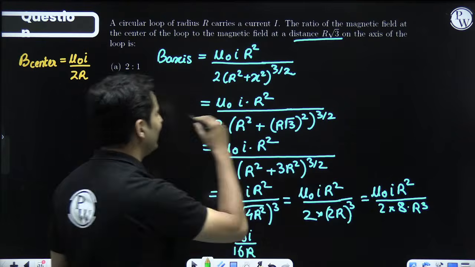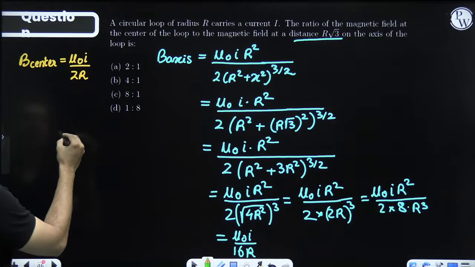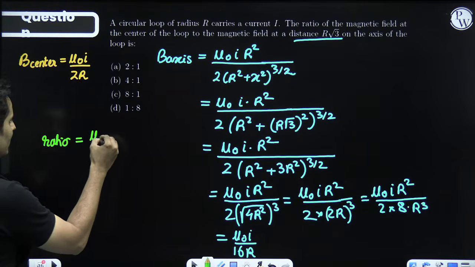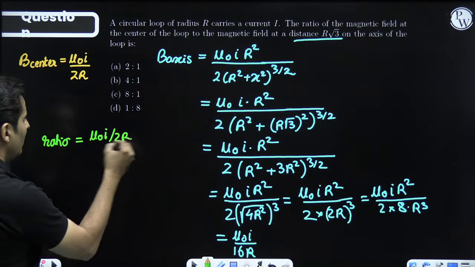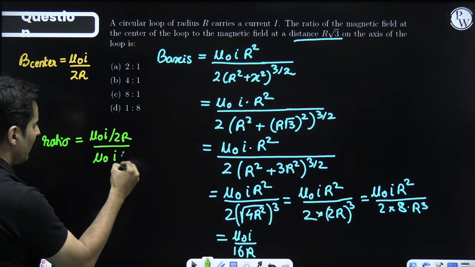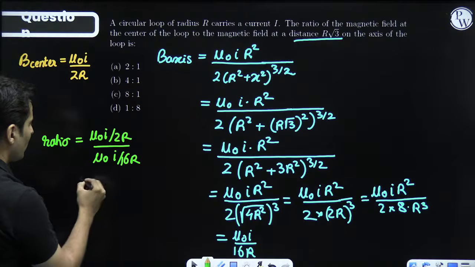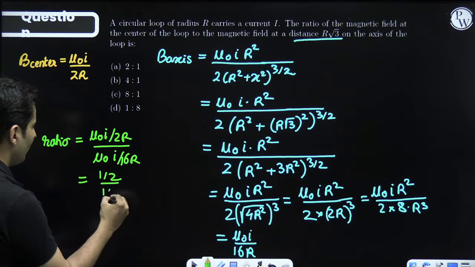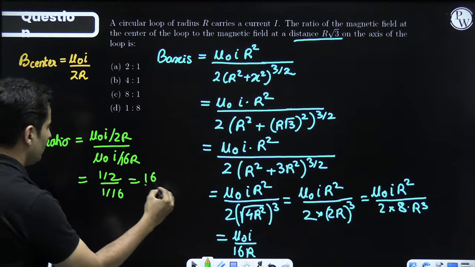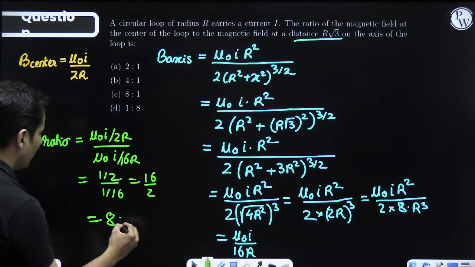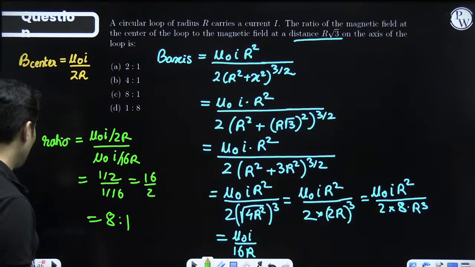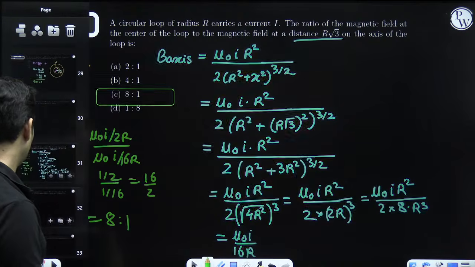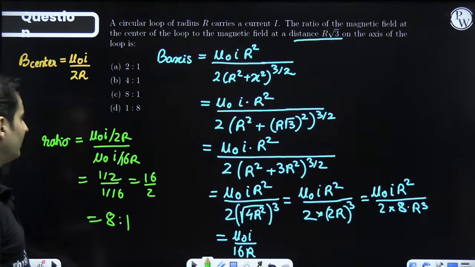The question is finding the ratio. So to find the ratio, we'll have to just take mu naught I by 2r whole thing divided by mu naught I by 16r. Mu naught, I, r cancels. So 1 by 2 by 1 by 16. So 16 by 2, which is the number 8:1. So 8:1, which is option C. So 8:1 is the right answer.